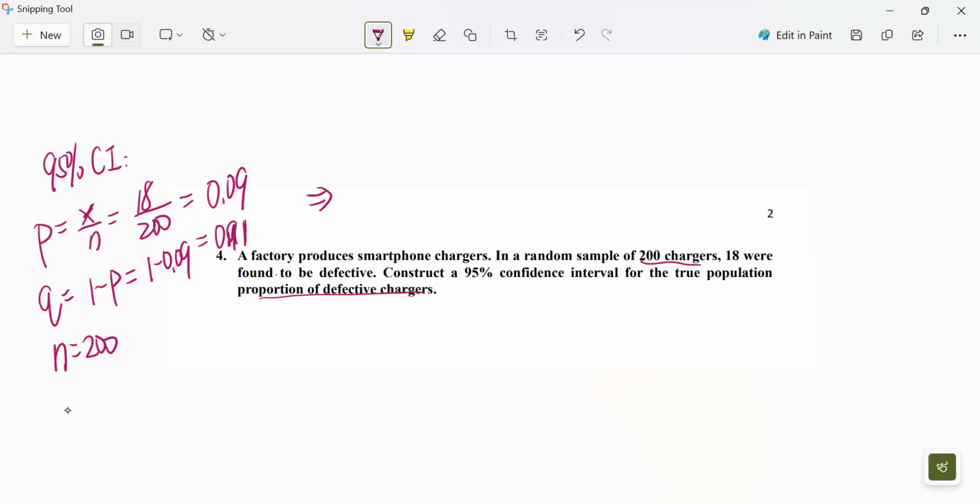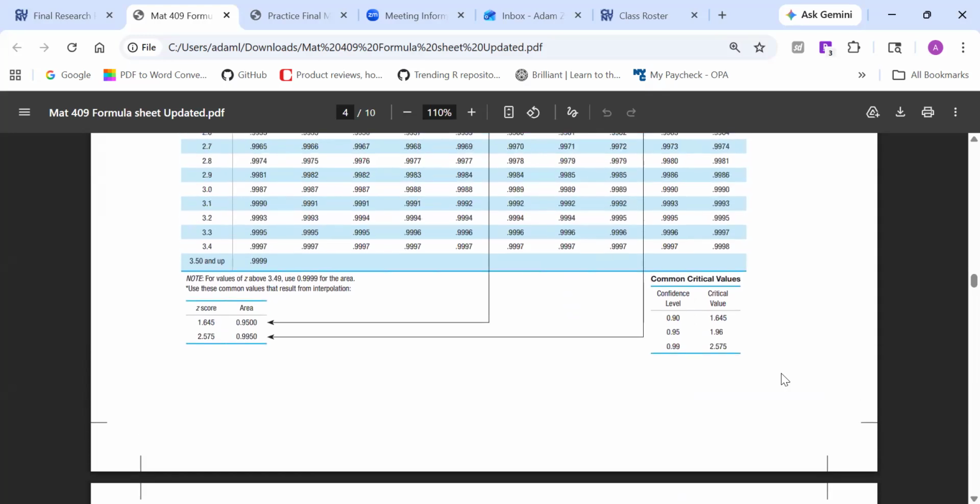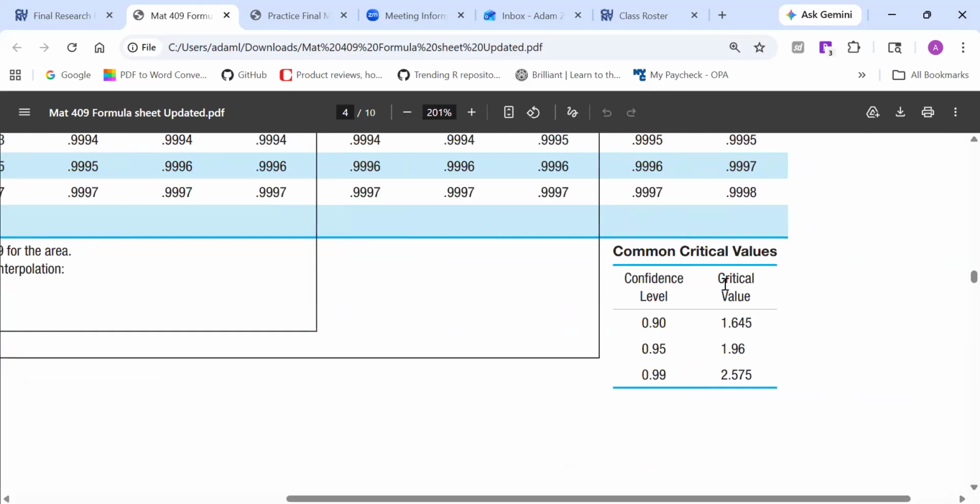So margin of error equals that. And also we need critical values. So for 95% confidence, the critical z-score, z alpha over 2, is going to be 1.96. You can look it up in the formula sheet. If you go down to the second page, on the bottom right-hand corner, there are 3 critical values. 95% is 1.96, 90% is 1.645, 99% is 2.575. Now we are using the 95%.